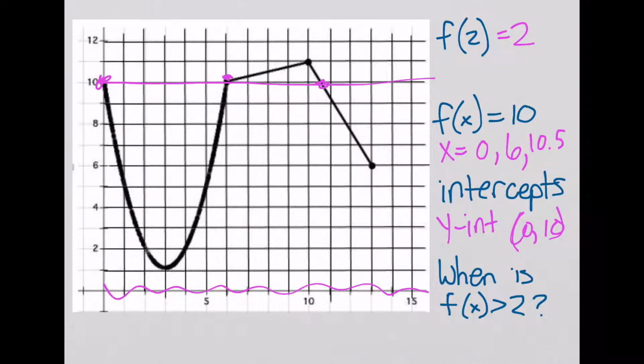Okay, when is this function greater than 2? I'm going to draw the line where y equals 2, and we can look at when it's greater than that. Well, it's pretty much greater than that everywhere except in between here, because that's when it's lower than the pink line. So how am I going to write that?